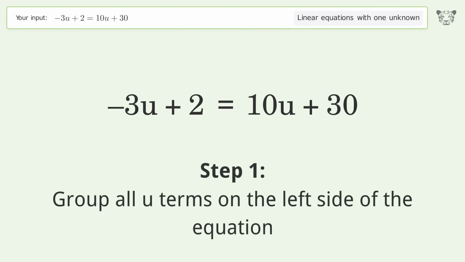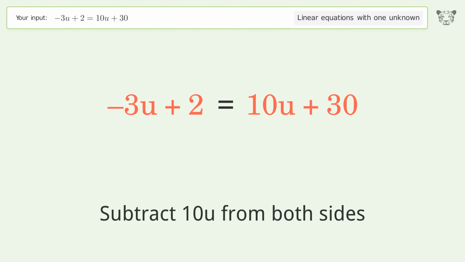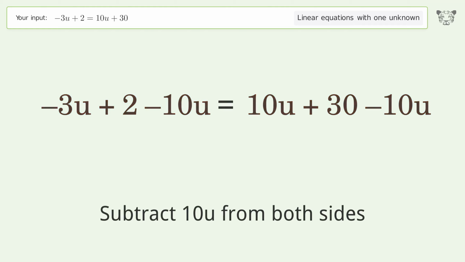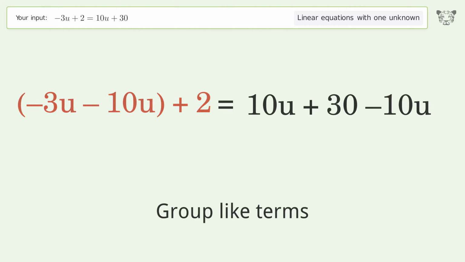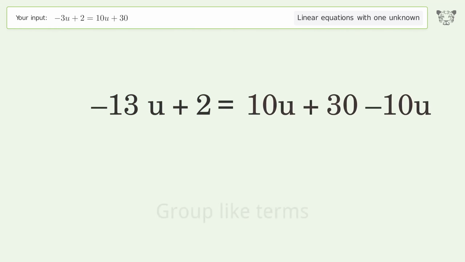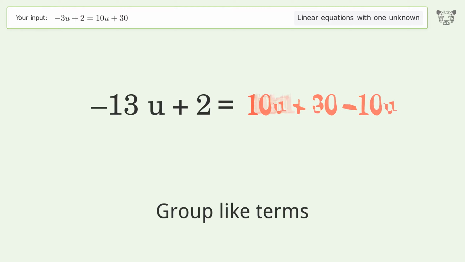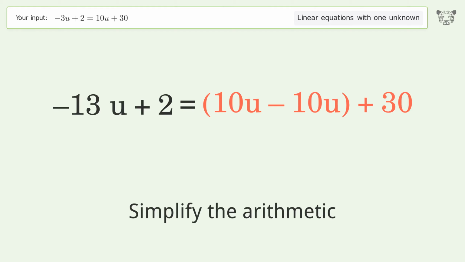Group all u terms on the left side of the equation. Subtract 10u from both sides. Group like terms. Simplify the arithmetic. Group like terms. Simplify the arithmetic.